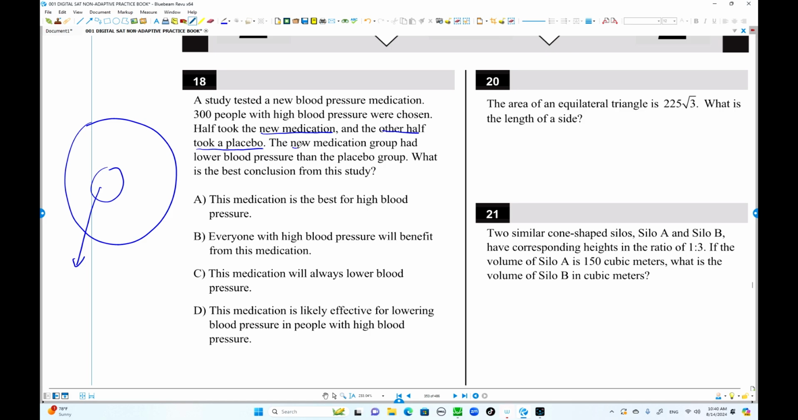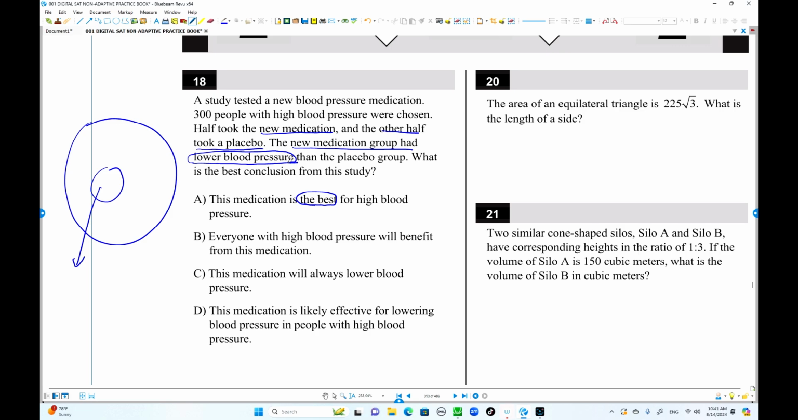Okay, over here. The new medication group had lower blood pressure. Okay, that's the right conclusion. So we're going to apply this conclusion to a population. So what can you say? We cannot use the word "best," right? We can say only what? Lower blood pressure. Blood pressure went a little down, right? That's the result. So we cannot say this medication is the best.